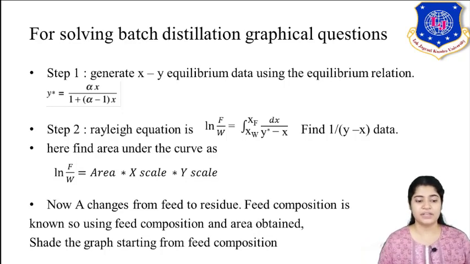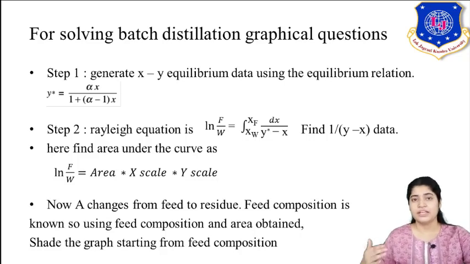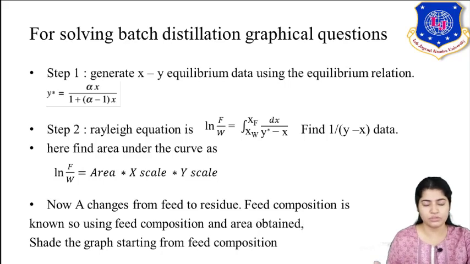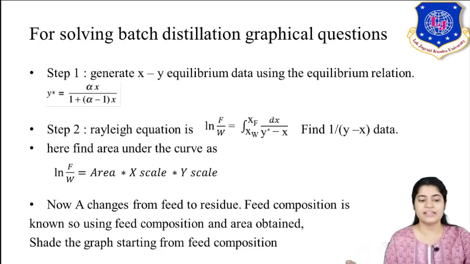Now the third step is to find the area under the curve. The left hand side term, ln of F upon W, you can find by substituting the values. F and W, the feed and residue amounts, would be given. Just substituting the values, you get the LHS term. Now the concern is the right hand side term, the integration part in the Rayleigh equation, which can also be represented as area into x scale into y scale.